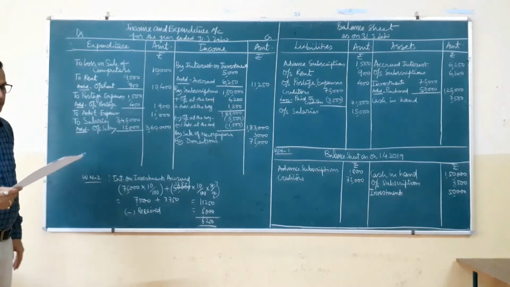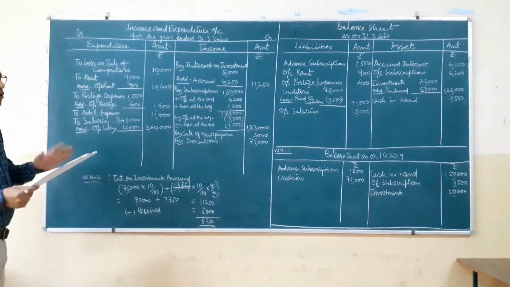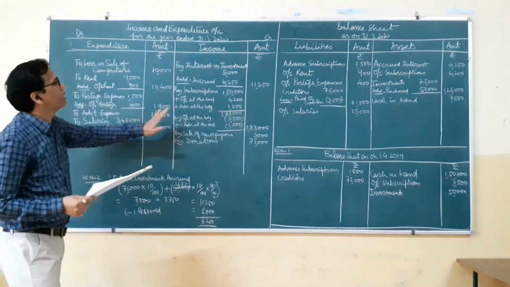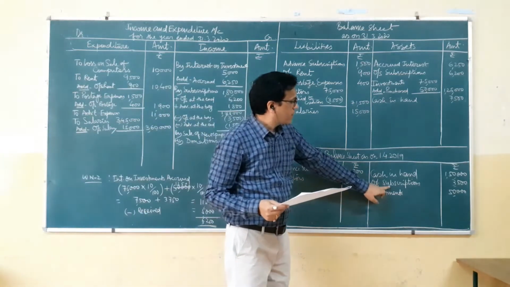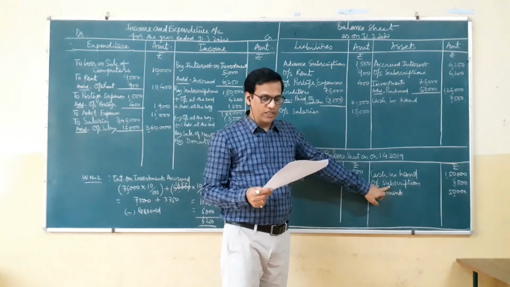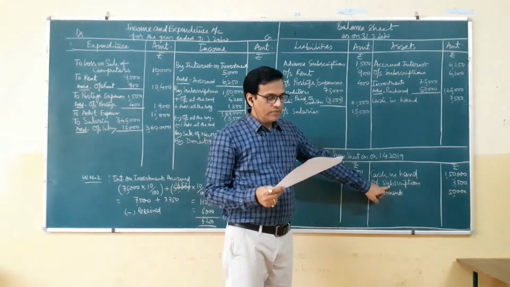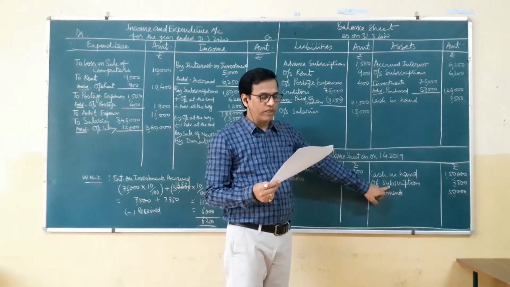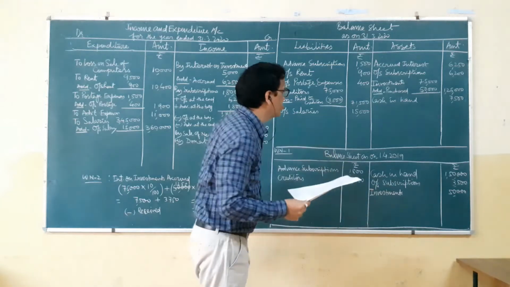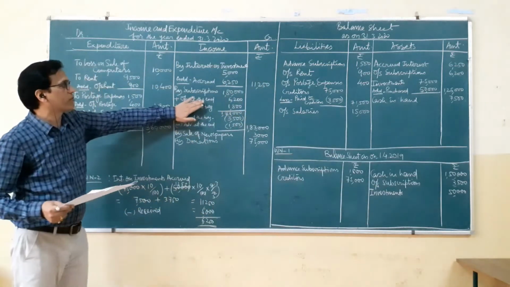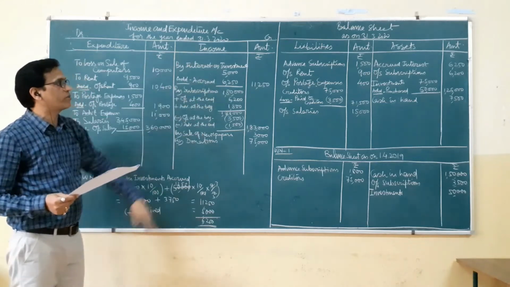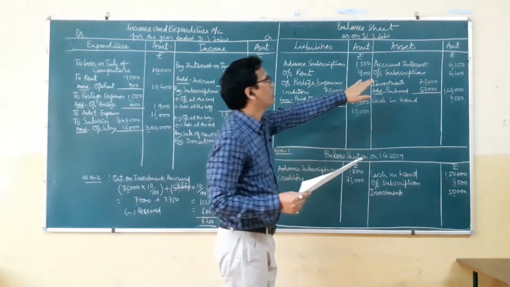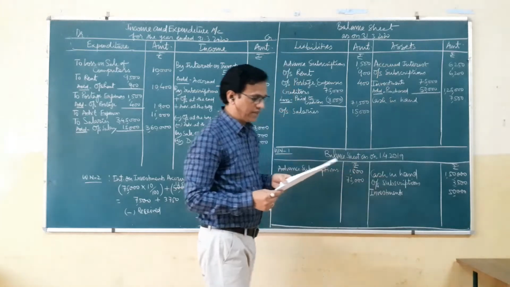Subscriptions due on 31st March 2019. That is outstanding at the beginning. So outstanding subscription at the beginning we have subtracted here, and we have written it on the asset side of the opening balance sheet. Then on 31st March 2020, subscriptions due were 6,200. So outstanding subscriptions at the end we have added to the subscription amount in the income and expenditure account and taken to the closing balance sheet, asset side.